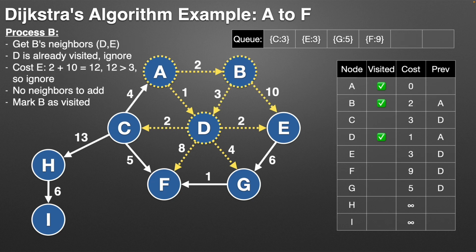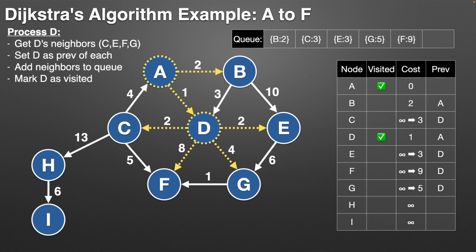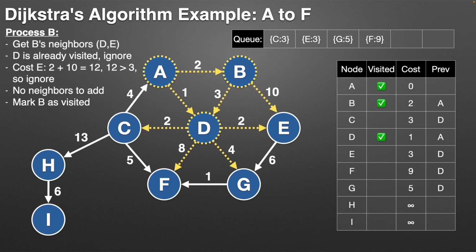Okay, so we had B as the next element in our priority queue, so we'll pull out B. Same process will happen again. We will ask for the neighbors of B. And so for B, we have the neighbors D and E. Now, D is a little bit different because we've already visited D. So because we've already visited it, we just ignore it. We already have the optimal path to it. We don't need to do anything there. So D is just ignored.